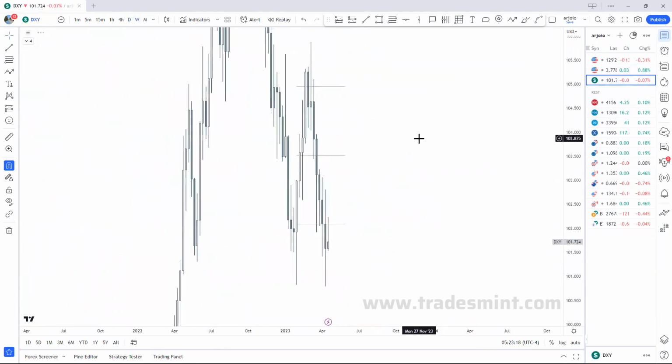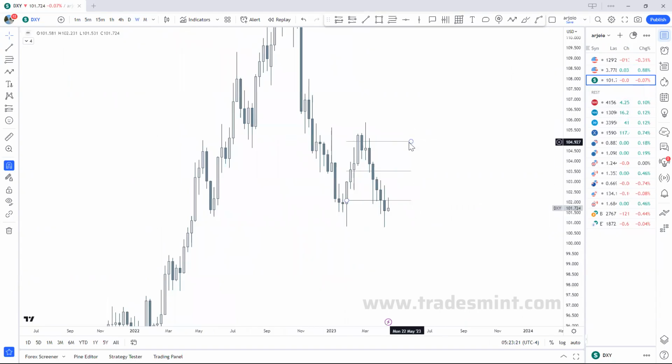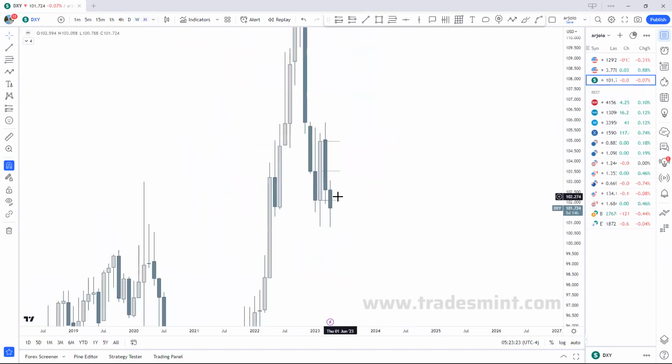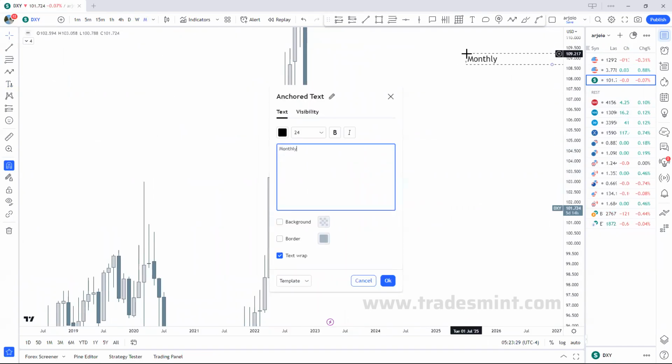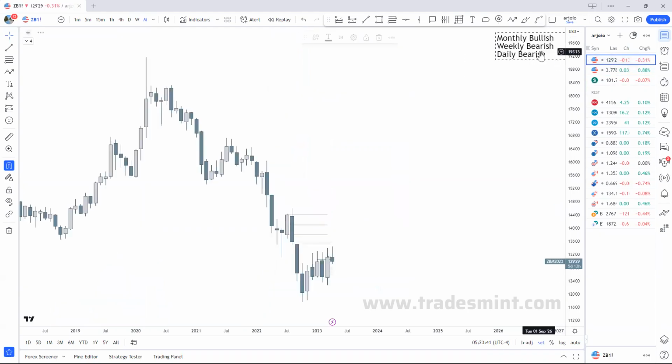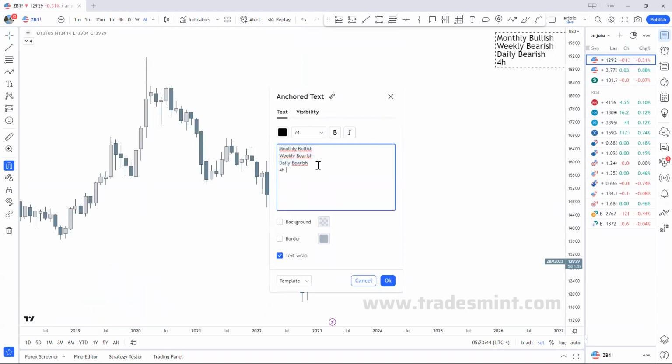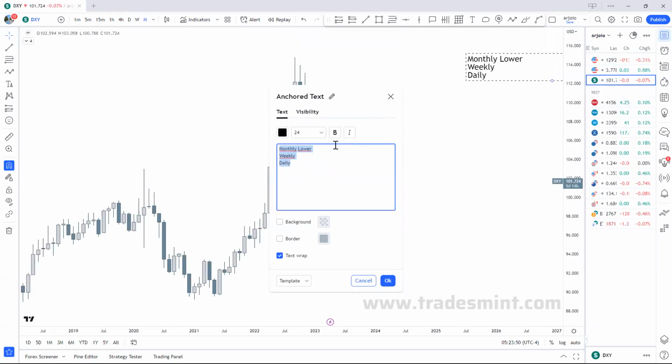All right. Then we didn't do the weekly. No, we didn't do the weekly yet. We were expecting lower prices based off of the monthly, this order block right here. Let's just write that down as well. Monthly bearish, weekly, daily. Let me write the 4 hour as well right here. 4 hour bearish. Let's just use the same terms. Monthly bearish, weekly, daily, 4 hour. All right. Perfect.